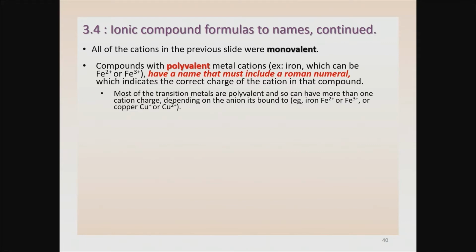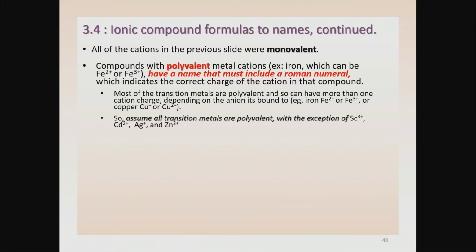So most of the transition metals are polyvalent and so can have more than one cation charge depending on the anion it's bound to. So for example, iron can have two different charge states depending on the anion it's bound to. It could be either Fe2+ or Fe3+. Copper can either be Cu+ or Cu2+, for example.